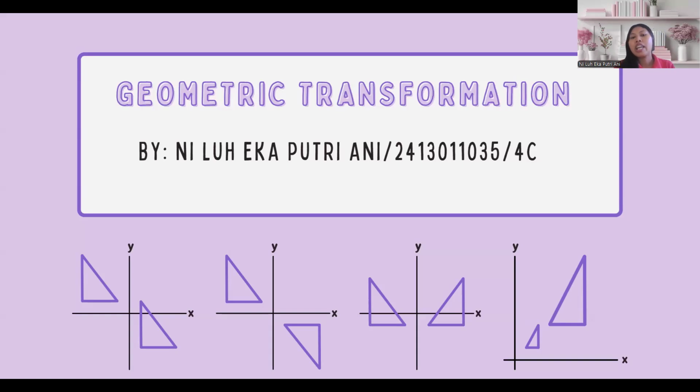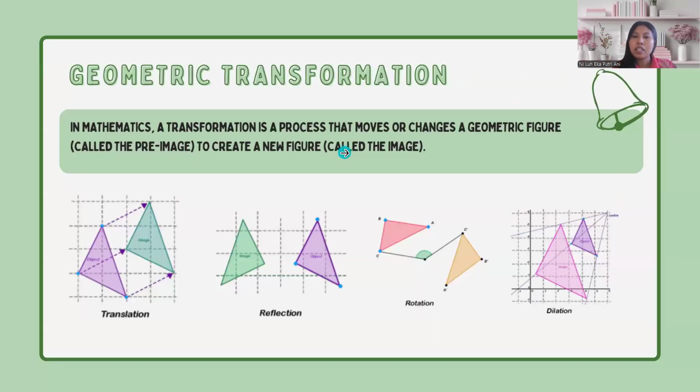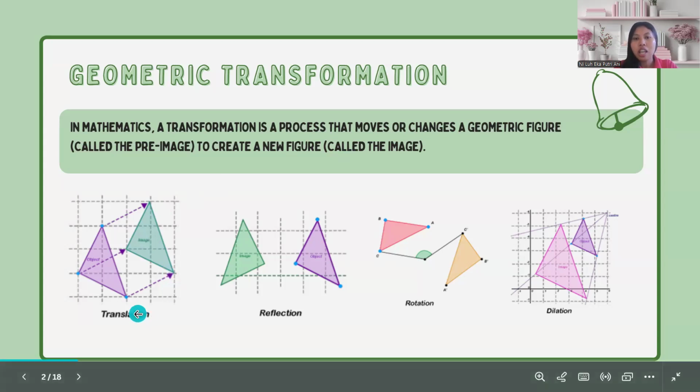Today, we are going to learn about geometric transformation. Okay, let's get started. Geometric transformation. In mathematics, a transformation is a process that moves or changes a geometric figure, which we call the pre-image, to create a new figure, which we call the image. There are four main types of transformation: translation, reflection, rotation, and dilation.